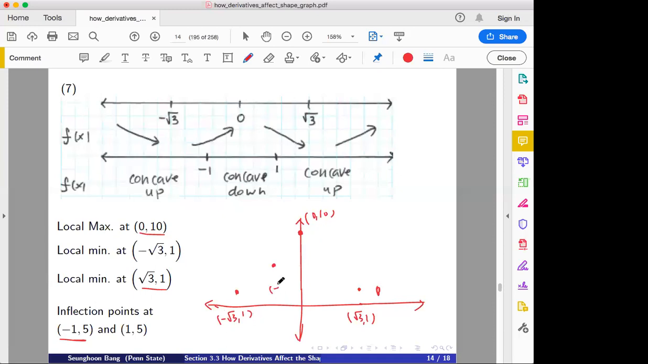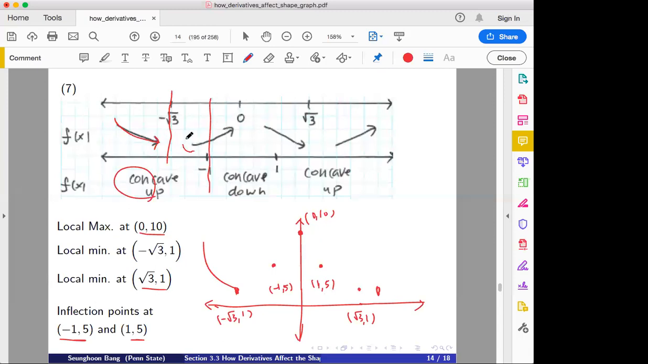This is negative 1, 5. Another one, 1, 5. 1, 5 is here. So here, was it like till here? Graph is decreasing concave up. So like this. Minus root 3 and the minus 1.